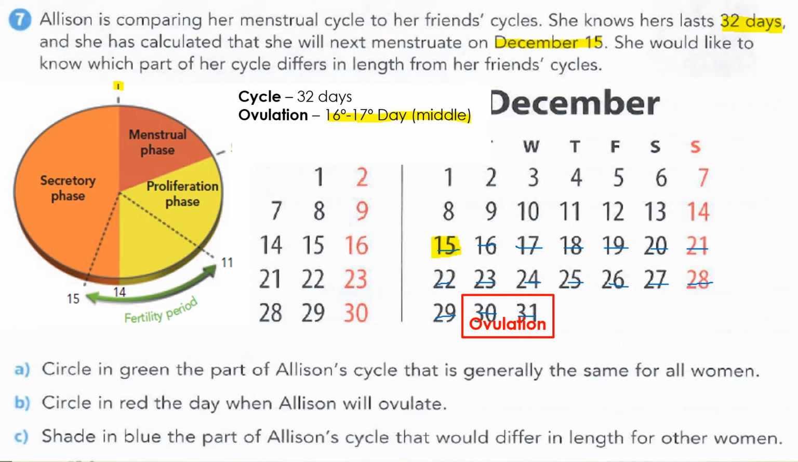So circle in red the day when Allison will ovulate. So letter B is done. We already found it.